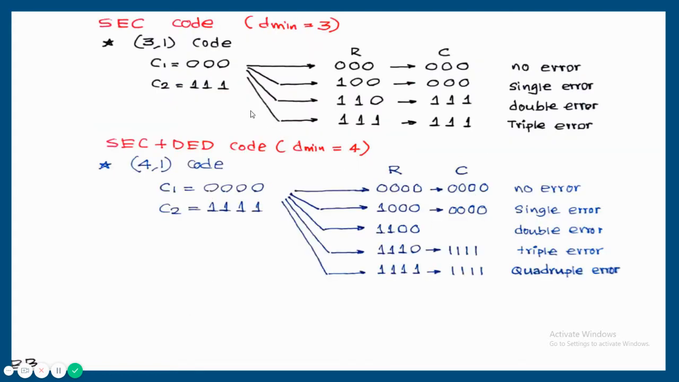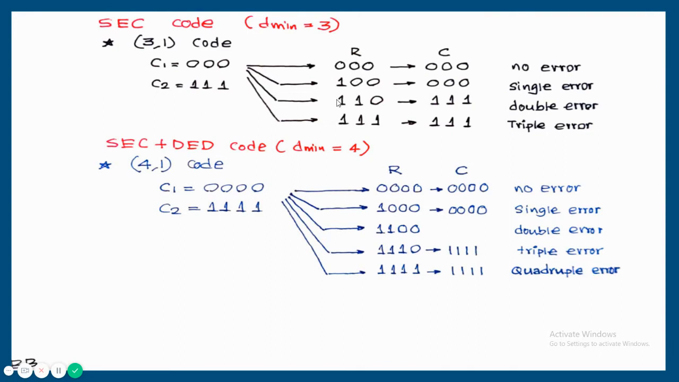So here I am showing the difference between d minimum equal to 3 and d minimum equal to 4. When d minimum is equal to 3, I am showing an example here, a (3,1) code, C1 is equal to 000, C2 is equal to 111. 000 may be received as 000, there is no error. 000 is received as 100, there is one error. And the receiver can detect that error because after one error, it is not a valid code and it is close to 000. It is going to be corrected as 000. We are getting a correct answer.